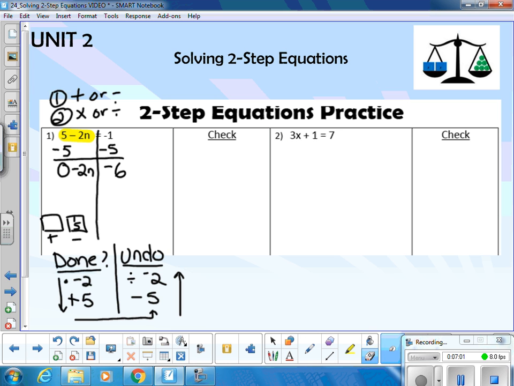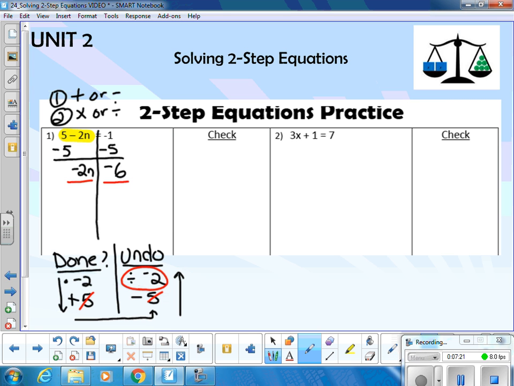You don't have to write all that. If you have a calculator at home, you're welcome to use a calculator. I'm also going to erase this 0 because I don't need it. So now I look back, and what's being done? I took care of these. So now I have to divide by -2.